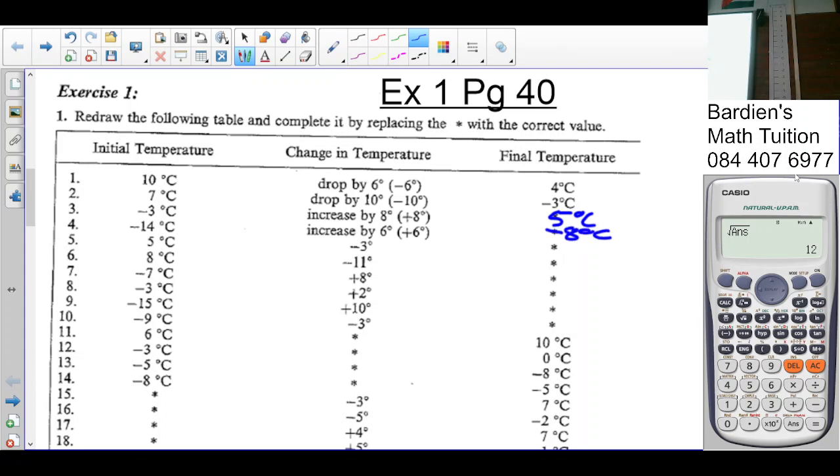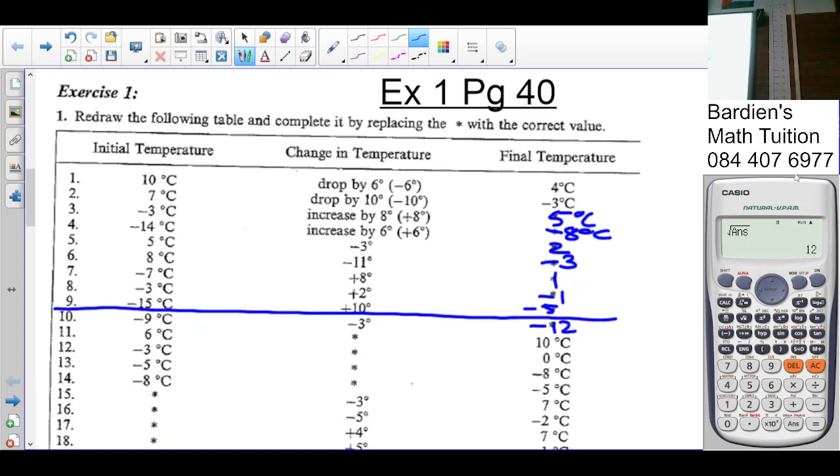5 minus 3 is 2. 8 minus 11? -3. -7 plus 8? 1. -3 plus 2? -1. -15 plus 10? -5. -9 minus 3? -12.